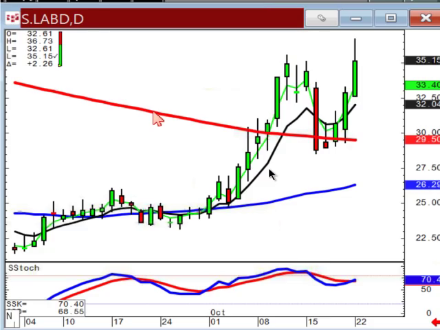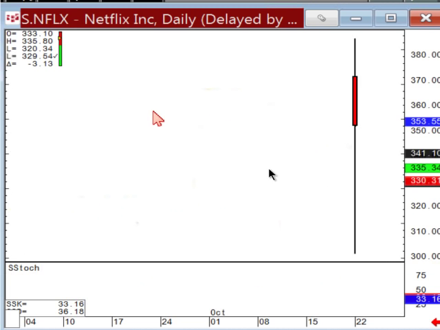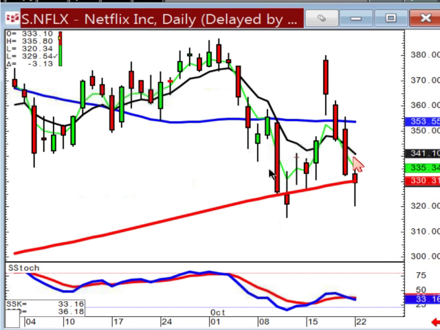All right, the biggies. Netflix. Nothing great, but notice what it was trying to do today right here at the 200-day moving average. Kind of a hammer, a spinning top. Telling you there was indecision here. So now you watch to see whether the buying starts at this level.